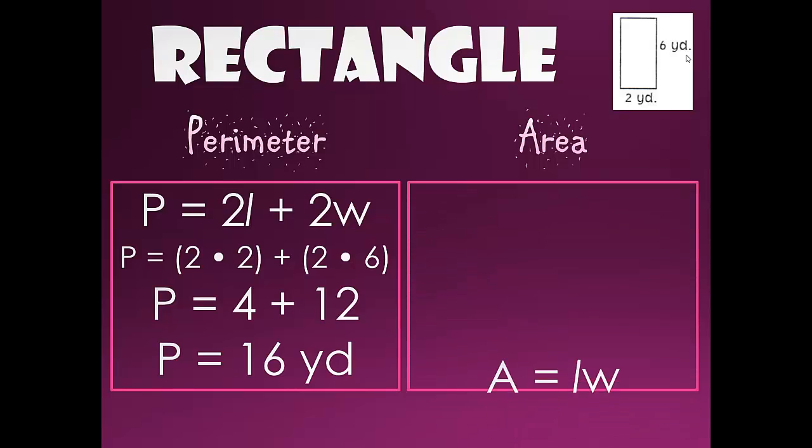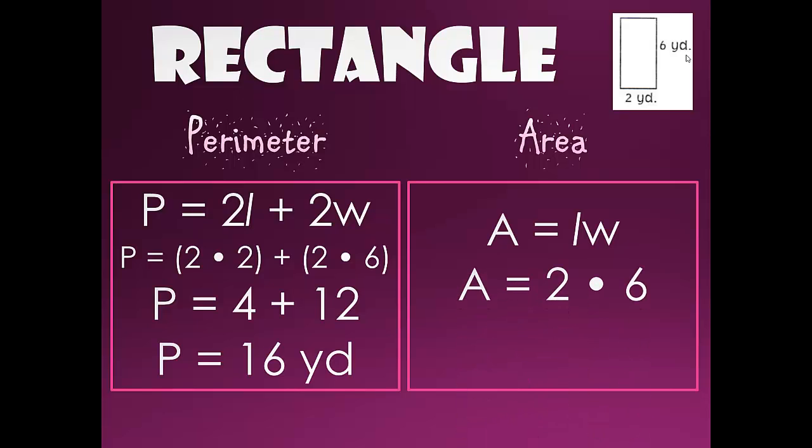The formula for area of a rectangle is area equals LW. L again is equal to length, and W is equal to width. So our area is equal to length times width. Our length again is 2 yards, and our width is 6 yards. So area equals 2 times 6, and 2 times 6 is 12. So our area is 12 square yards.